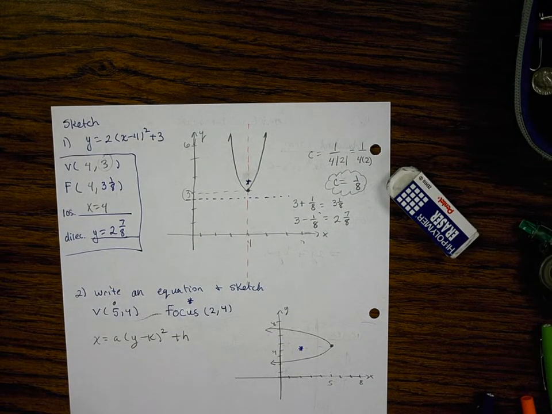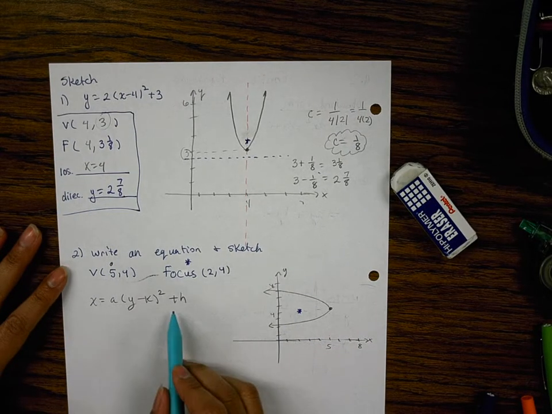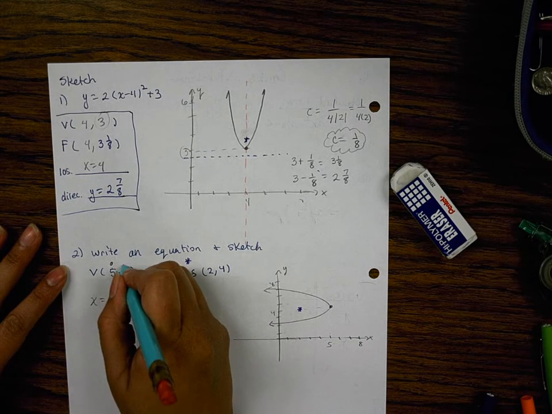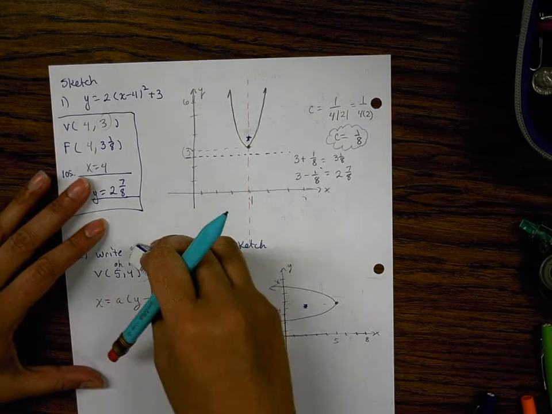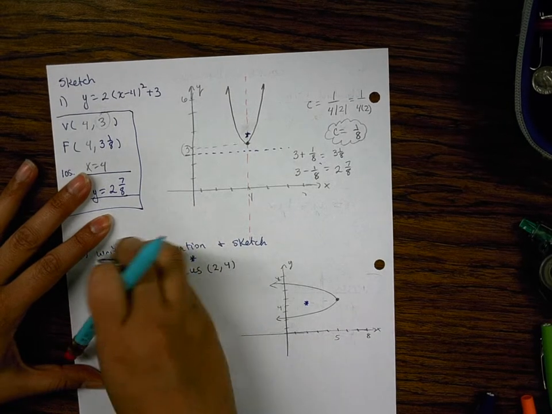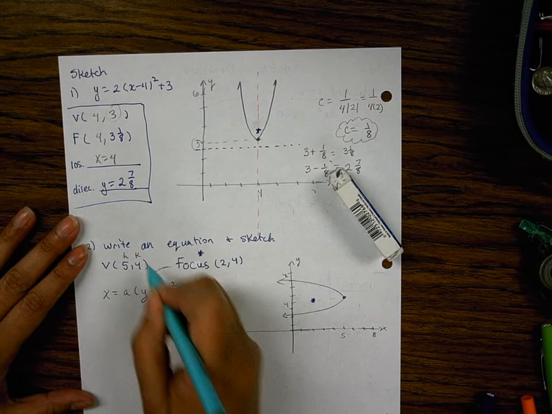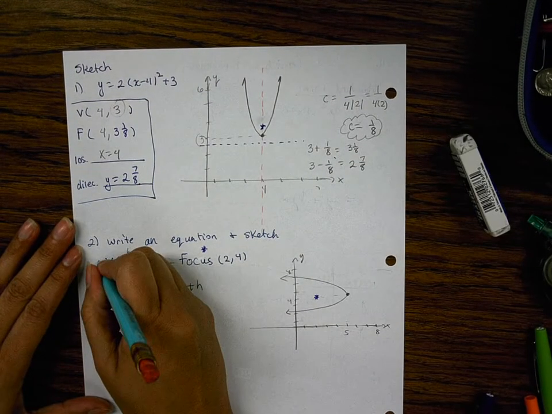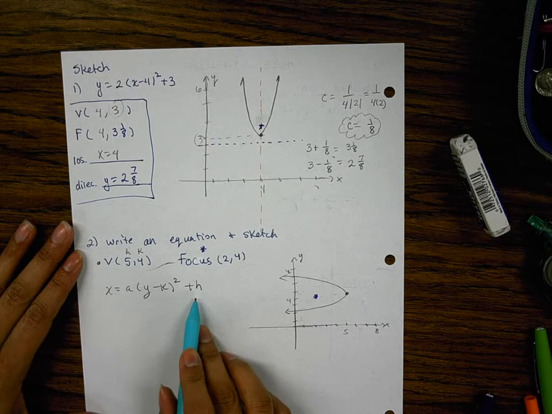x equals a times (y minus k) quantity squared, plus h. Do you see that? Again, I'm just getting that from the previous page. Where h and k are the values here, (h, k). I have to fix that in there. Sorry. Okay, (h, k).